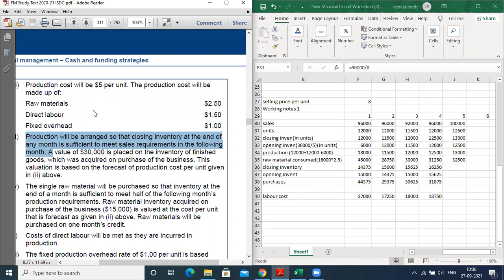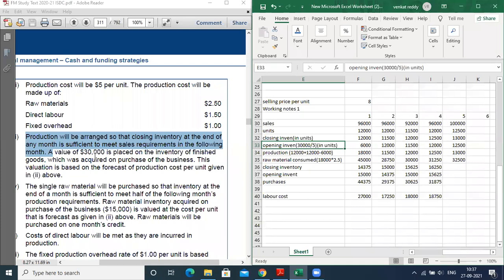So it is 12,000. So the second month sales unit is 12,000. That I will assume as closing inventory for the first month, because in the question they ask us to assume the next month's sales units as the closing inventory of the current month. Then the opening inventory: in the question they already mentioned that the value of the inventory was 60,000, and the selling price per unit is calculated on the production cost base. So 30,000 divided by 5, I got opening inventory as 6,000.